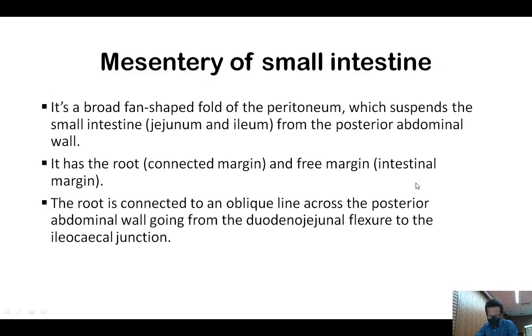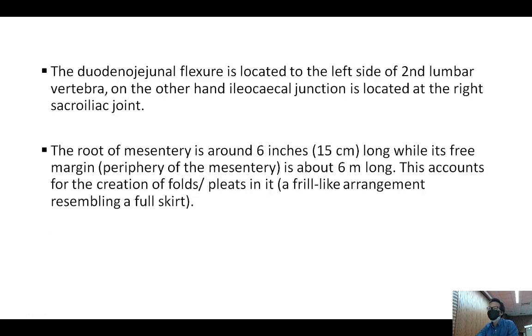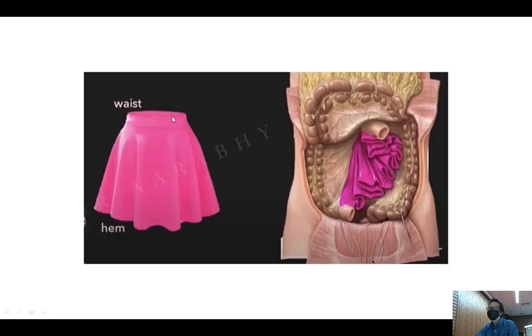Let's go to the definition. What is mesentery of the small intestine? It's a broad fan-shaped fold of peritoneum, as I said, which suspends the small intestine from the posterior abdominal wall. The mesentery has a root and a free margin, like a skirt. See, this is the root of the peritoneum, which is in the posterior aspect of the abdomen, attached to the posterior abdominal wall. And this is a free margin, and the small intestine will be around here.